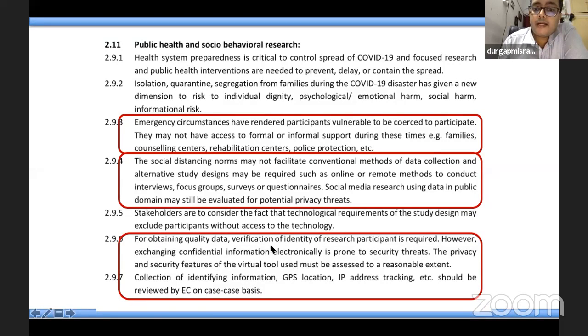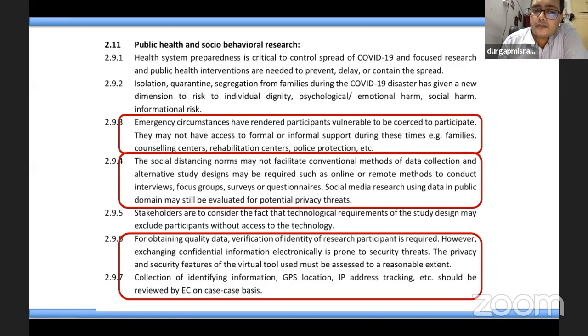For obtaining quality data, verification of identity of research participants is another challenge. In a clinic, you are seeing the participant face to face, but here you are exchanging information at best electronically. So you need to be careful and include security measures in your data collection tools, and identifying information may be collected if you are doing online based surveys. So this might also require review by the ethics committee on a case-to-case basis.